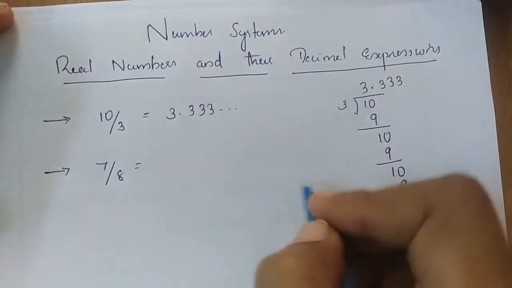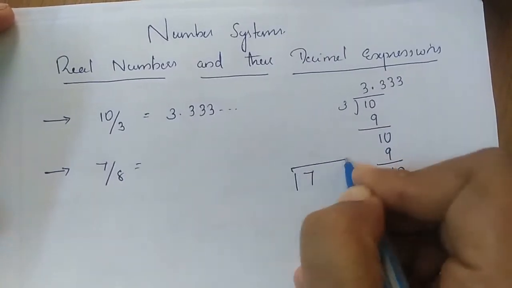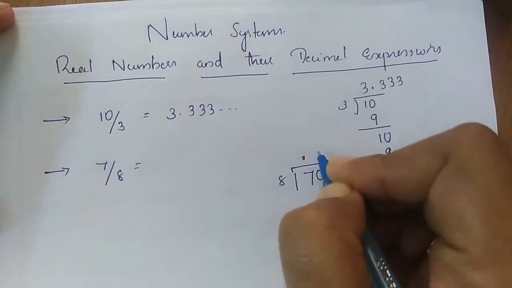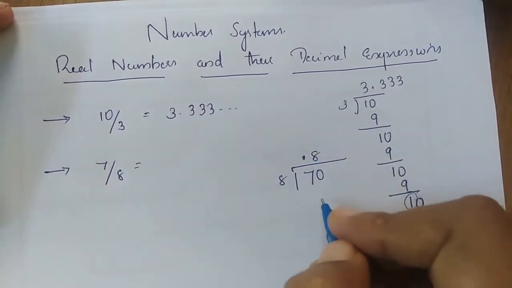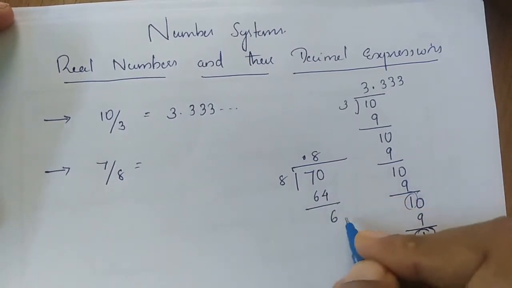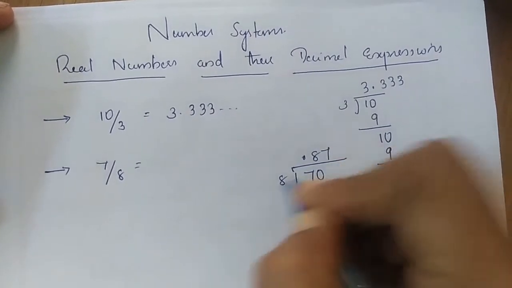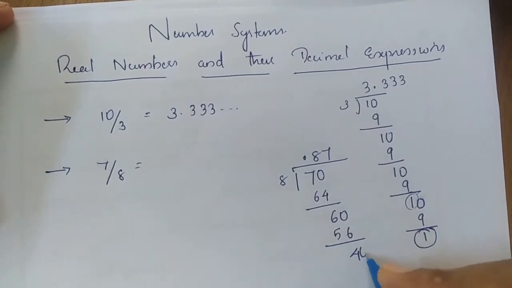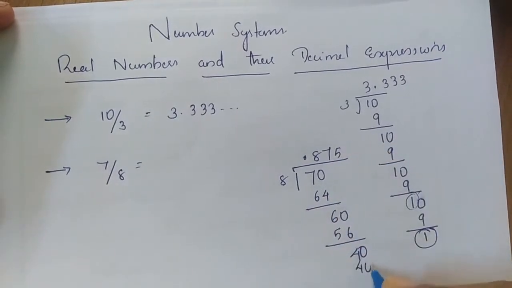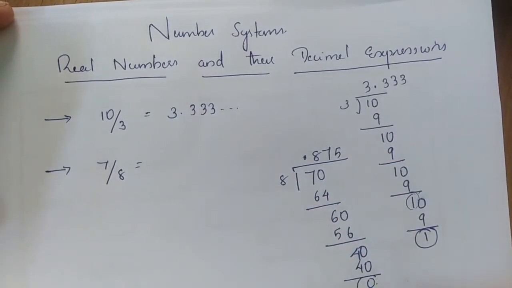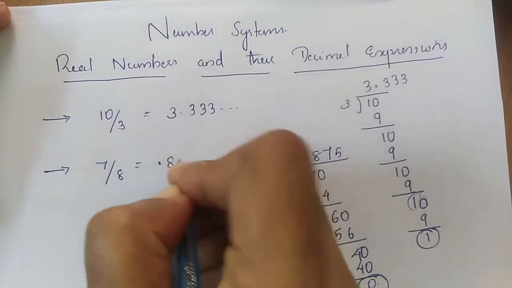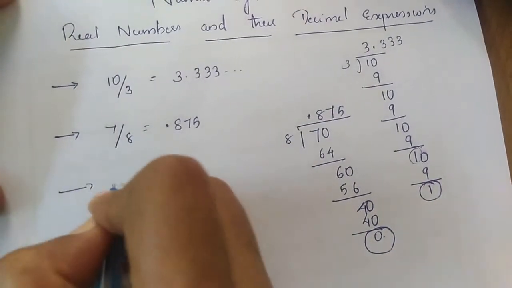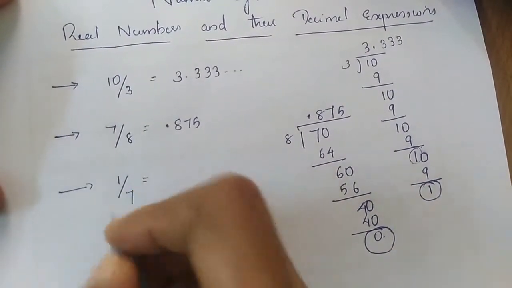Let's go to another example, 7 by 8. 7 divided by 8. 0, then 8, 64, 6, 0, 7, 56, 4, 0, 5, 4, 0. Here the remainder value is 0 and the result is 0.875.